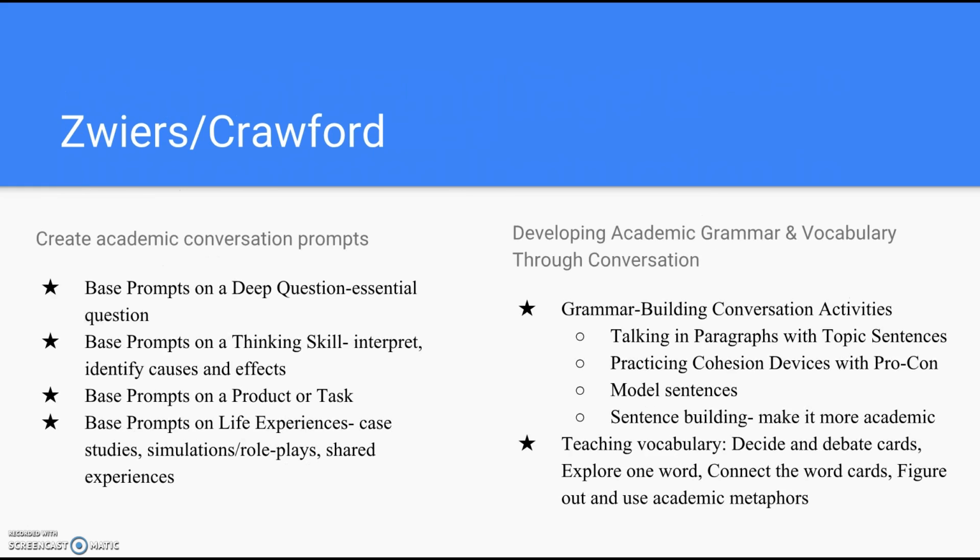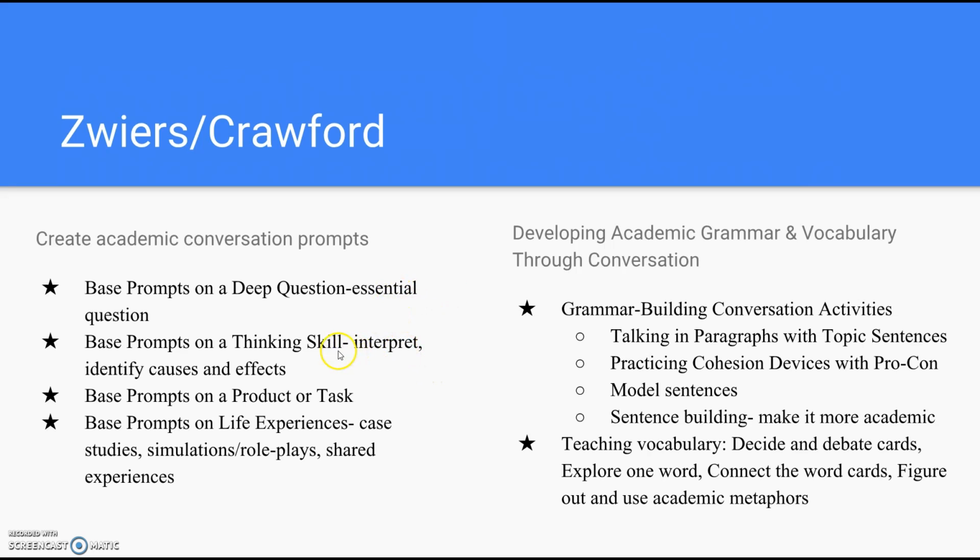So Zwiers and Crawford focus more on academic language, and they talk about how you can build and promote academic language through academic conversations, and that's by using prompts. So you can base your prompts on a deep essential question, or you can base it on a thinking skill. So for example, at the beginning of this unit on evolution, we had the kids think about, how did cell phones change from the 1980s all the way up until today? And so that was a question.